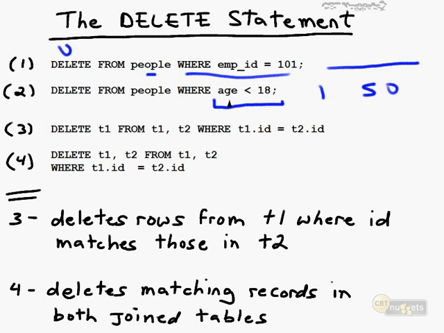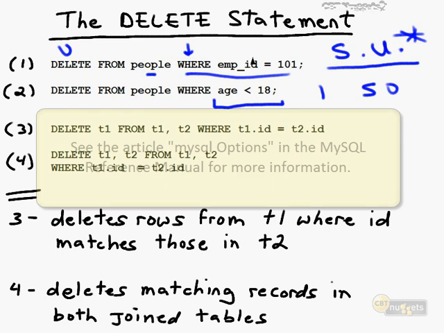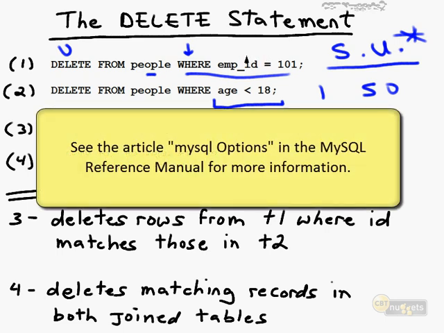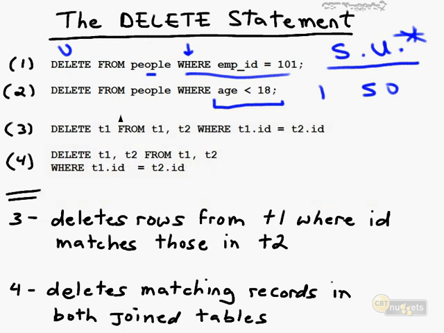Pretty straightforward, right? You'll recall in our previous nugget I told you about the safe updates option, which prohibits use of the update or delete statements that don't include the where clause. So just be aware, I'll put a little asterisk here. Remember, the Safe Updates option is available for use in your option file or at the session level.